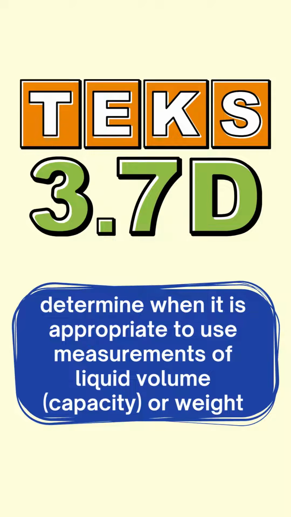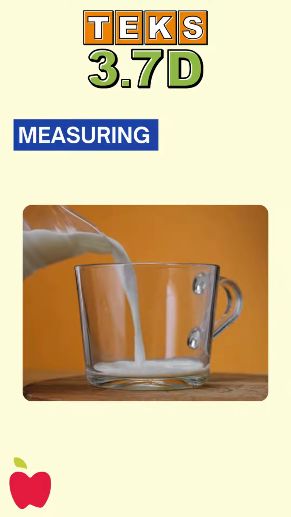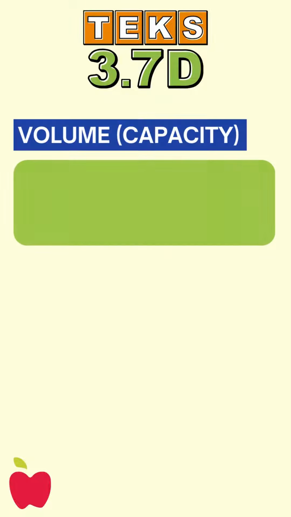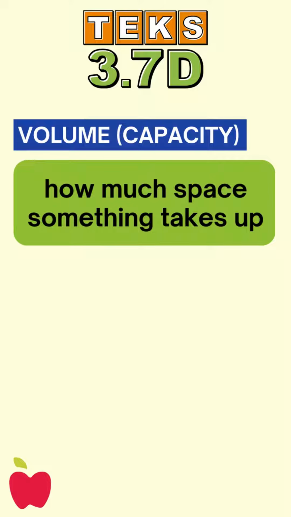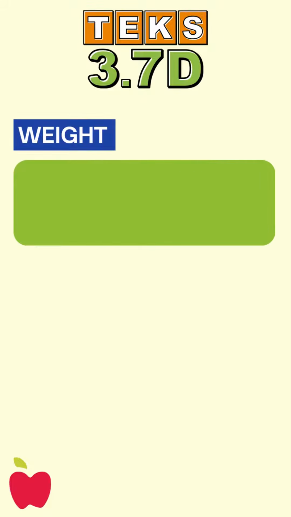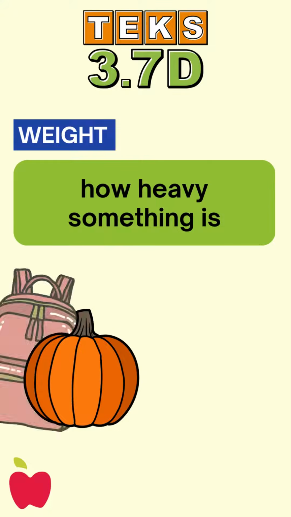Let's get started. Measuring is really important because it helps us understand how much of something we have or how heavy something is. Volume, or sometimes called capacity, is how much space something takes up. When we measure volume, we're finding out how much liquid is in a container, like water in a bottle or lemonade in a cup. Weight is how heavy something is. When we measure weight, we're figuring out how heavy an object is, like a pumpkin or your backpack.